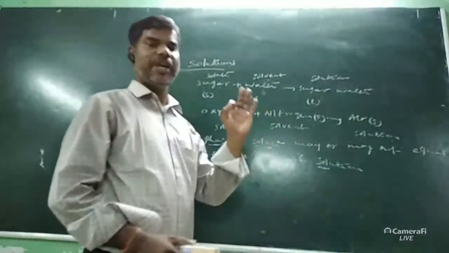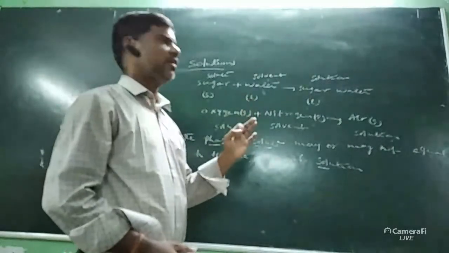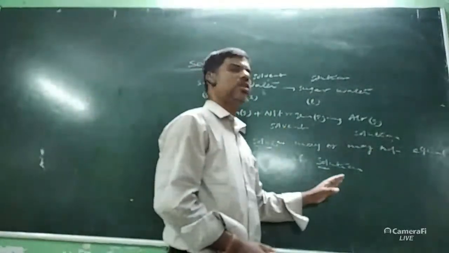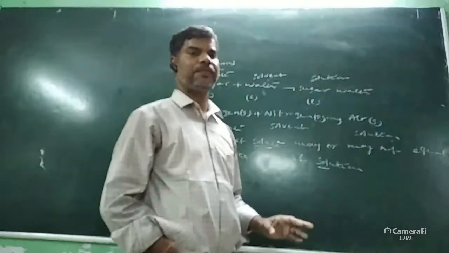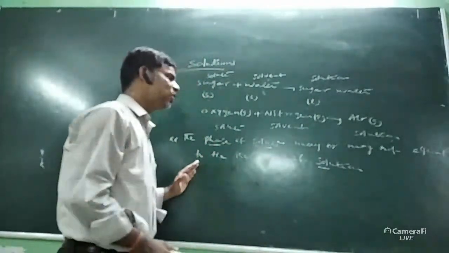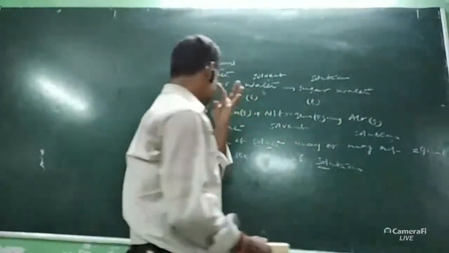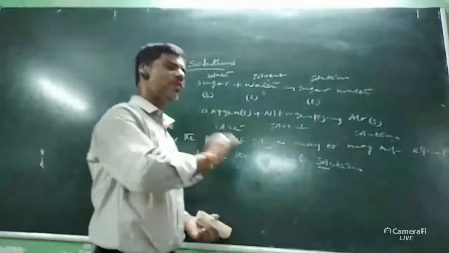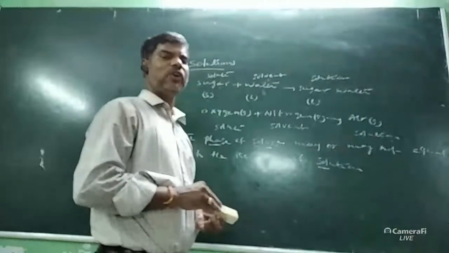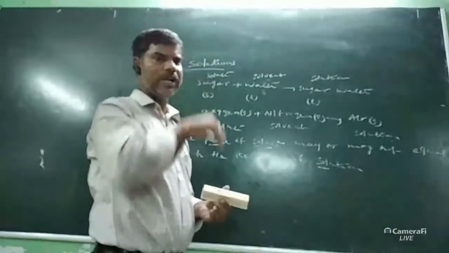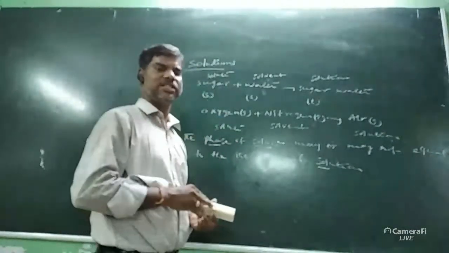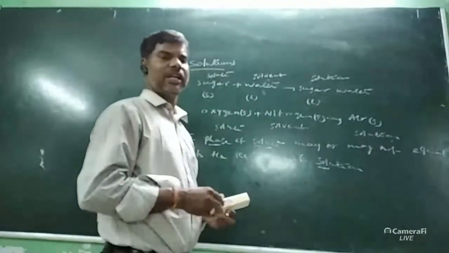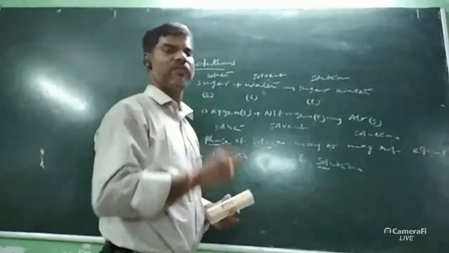So the phase of solvent is always equal to the phase of solution, but the phase of solute may or may not equal to the phase of solution. And before forming solution, the solute and solvent may have different phases, but after forming it, they have only one phase.